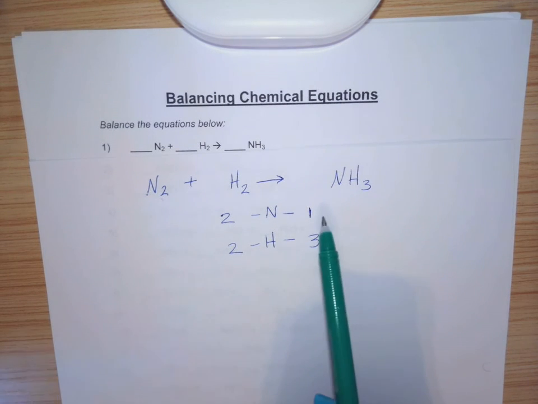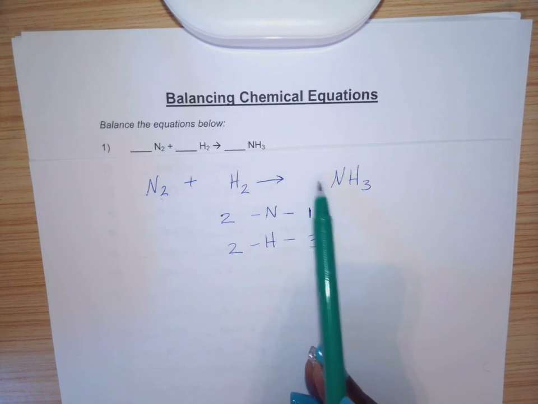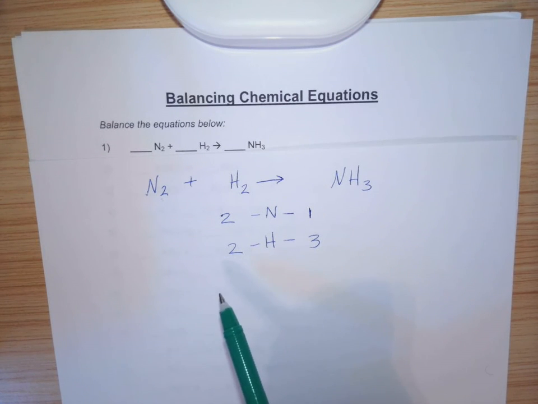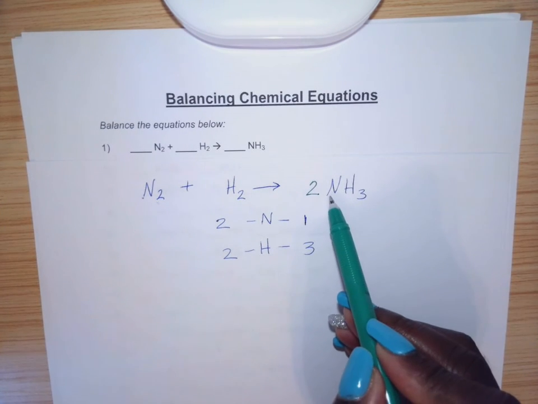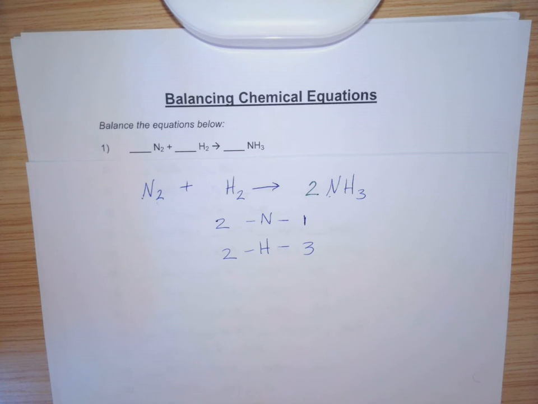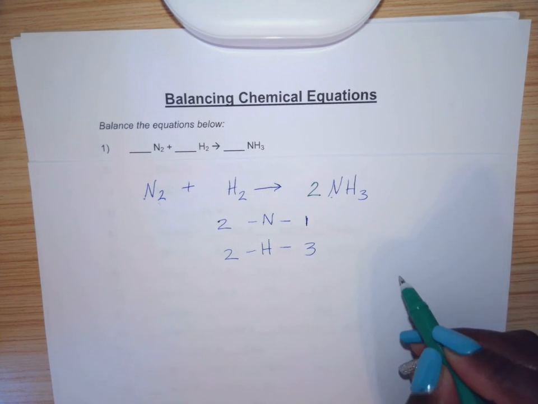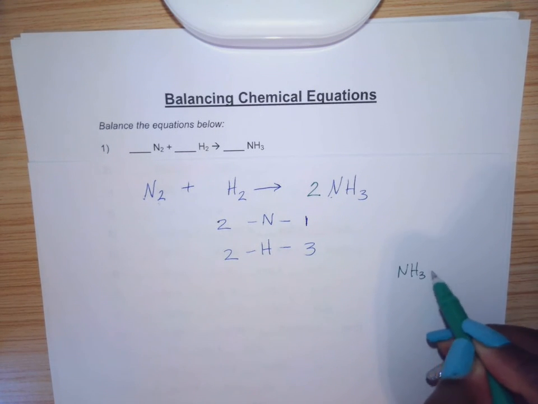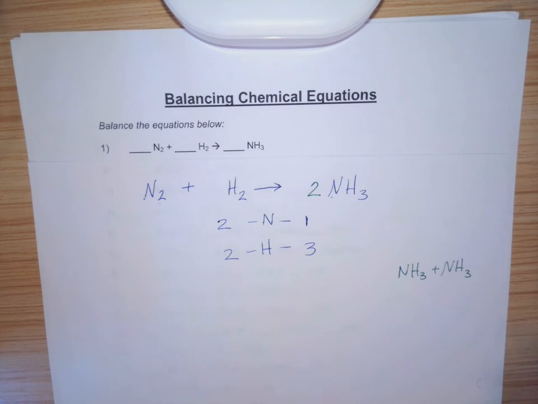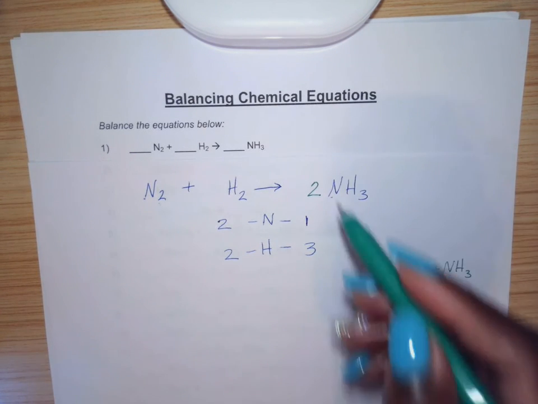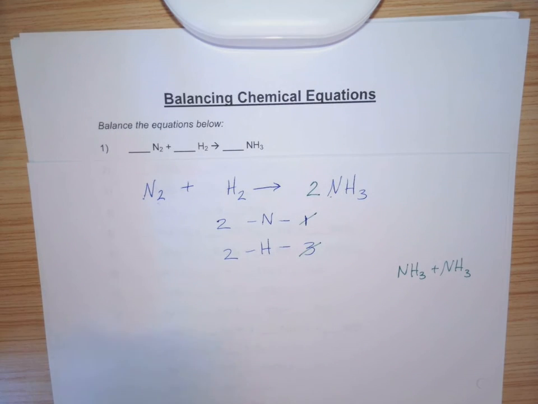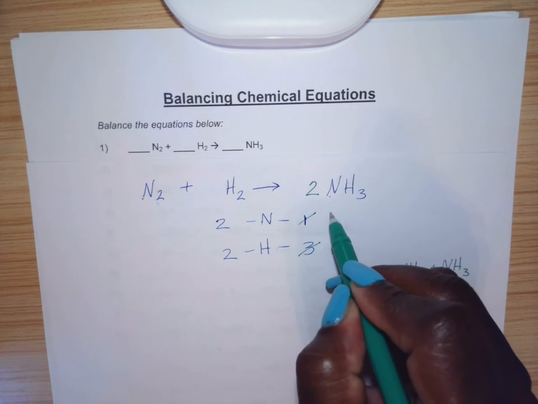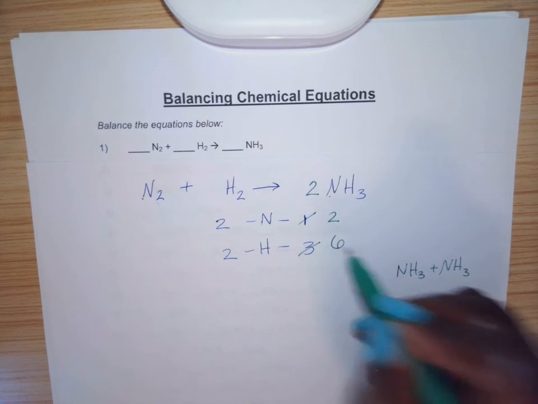So if you look, you have 1 nitrogen on the product, 3 hydrogen. So I know I can multiply this by 2 to give me a total of 2 nitrogen. If I added 2 as a coefficient, that's going to change the number of nitrogen and hydrogen. Adding that 2 as a coefficient is essentially the same as me saying I have NH3 plus NH3. So I have 2 of those molecules. That will change the number of nitrogen and the number of hydrogen. You want to keep track of these atoms as you go through the process. So that means that now I have a total of 2 nitrogen and I have 6 hydrogen.